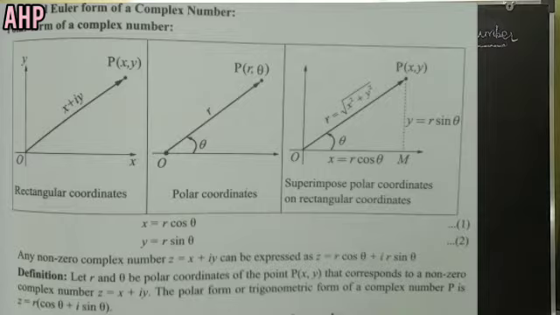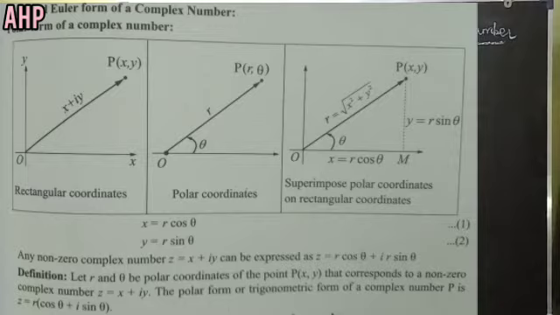Thus, we get x value to be r cos theta and y value to be r sin theta. Hence, any complex number z is equal to x plus iy can be written as z is equal to r into cos theta plus i sin theta.